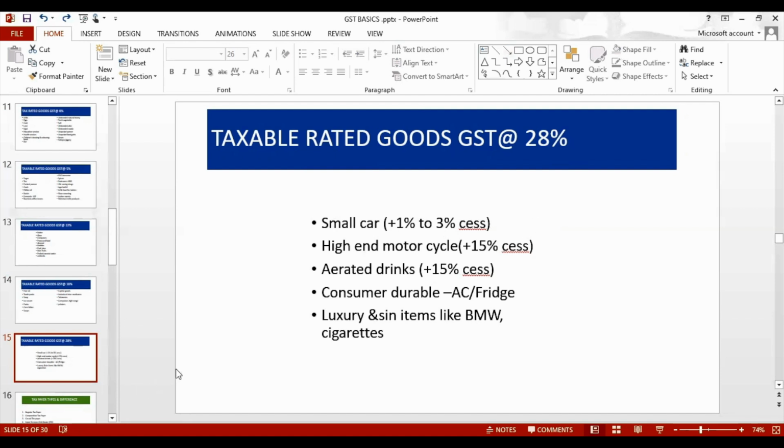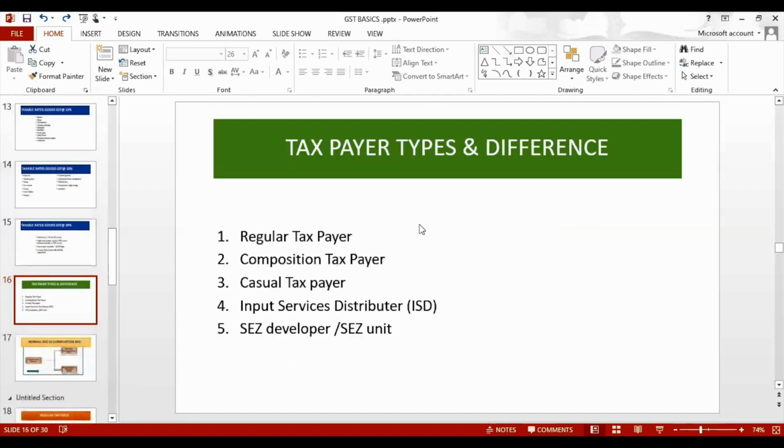Now I want to explain what a taxpayer is and the types of taxpayer. A taxpayer pays tax to the government, but not all pay on a monthly basis or file the same way, and some are given privileges. That's why taxpayers are split into 5 types. Regular taxpayer: normally, every company is a regular type.